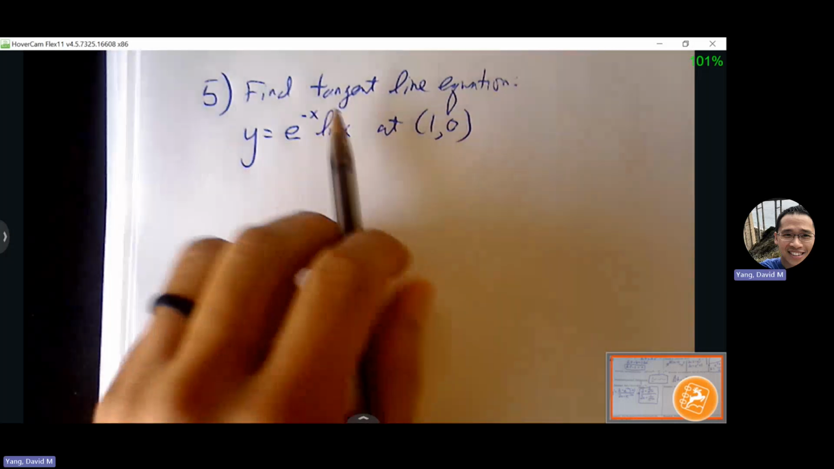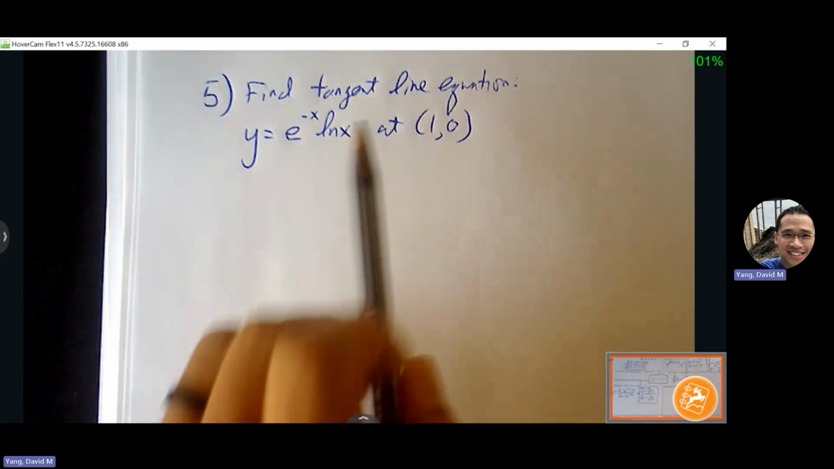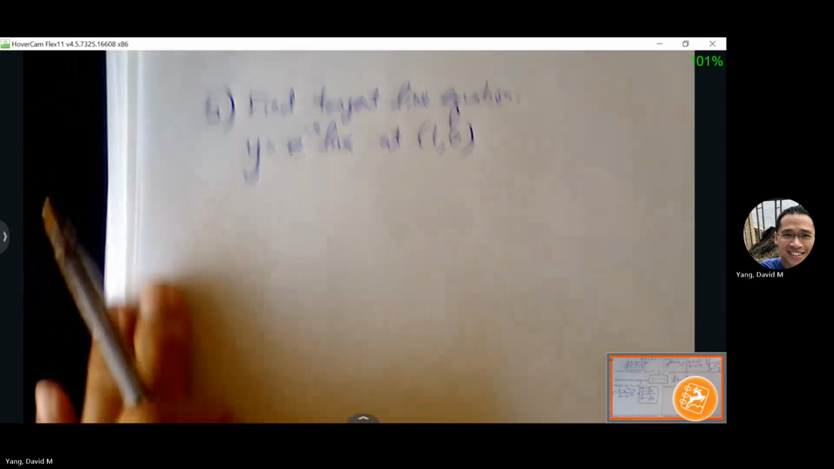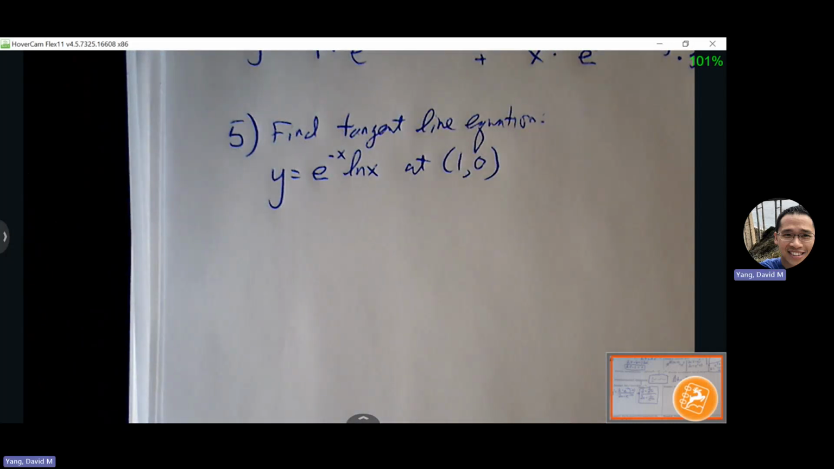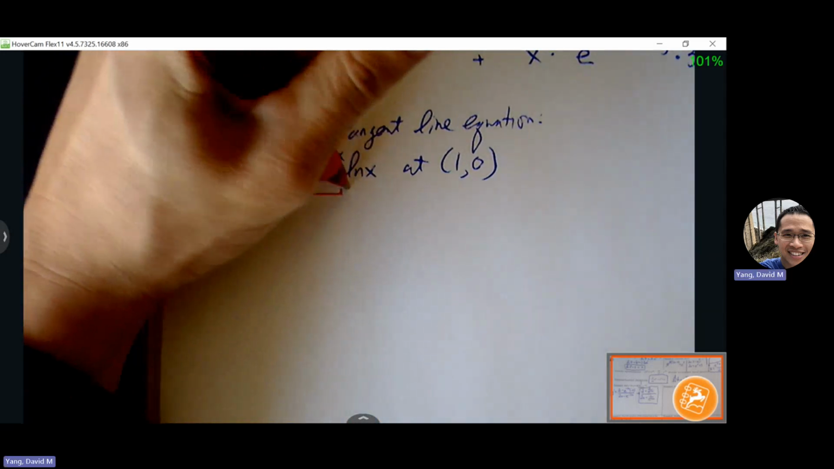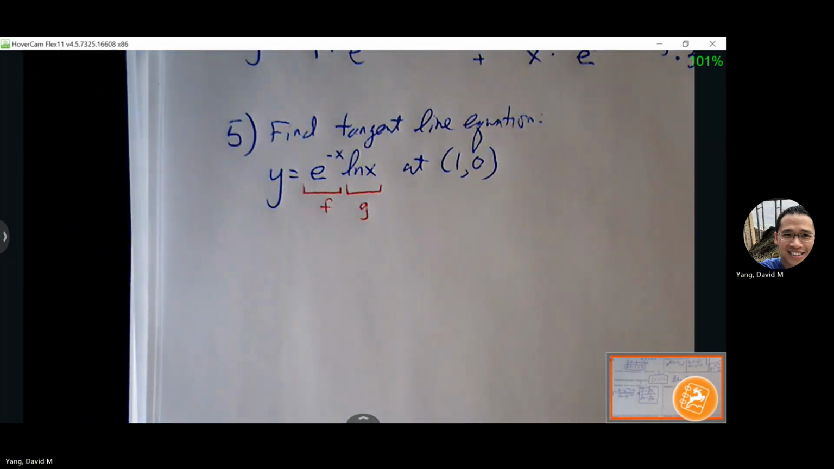Okay, so if I already have the ordered pair, next I need to find the slope. To find the slope, I need to find the derivative. To find the derivative, though, what's involved here? What do you see? Product rule again. Yep, e to the negative x and natural log of x. These are separate expressions, right? I got to go through product rule.